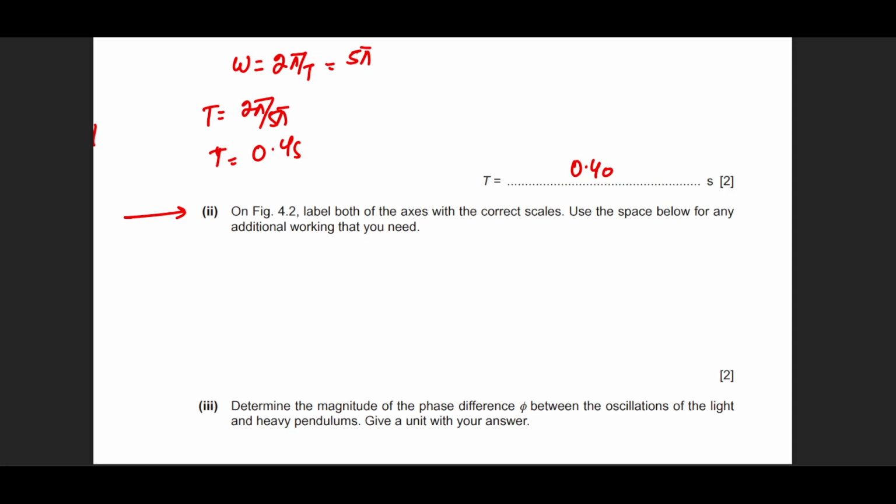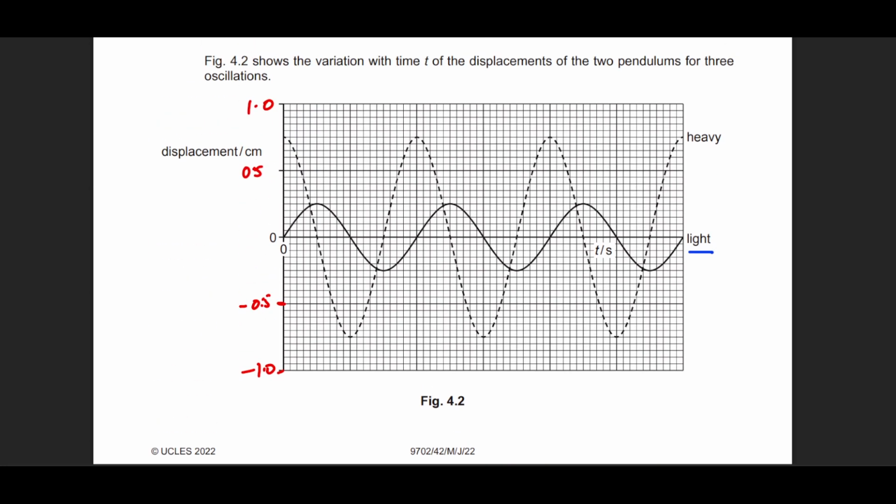Now let's figure out the value for time period. So simply put, this one complete wave will require 0.4. This will be 0.2. This will be 0.6. This will be 0.8. This will be 1.0. This will be 1.2. Simple. Okay. All right.